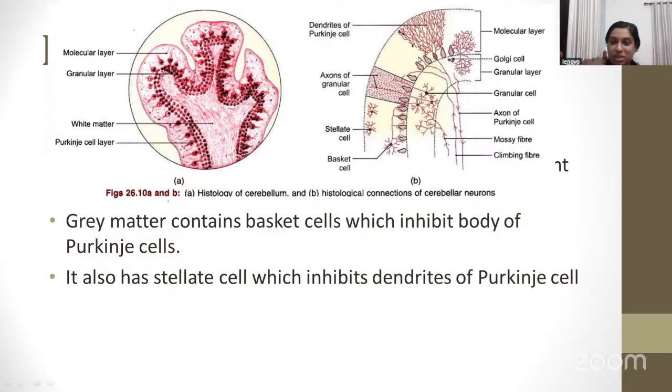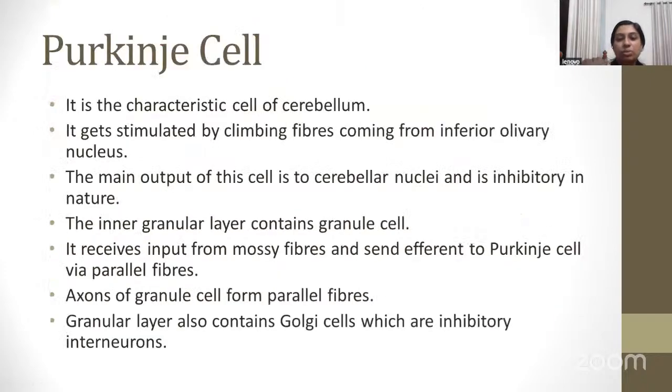Not cerebral, cerebellar. Okay. Now coming to the most important cell of the cerebellar cortex. Sorry, it is cerebellar, not cerebral, cortex. The most important cell, as I already mentioned, is the Purkinje cell. It is a characteristic cell of the cerebellum, and it gets stimulated by the climbing fibers coming from the inferior olivary nucleus. Okay. So the climbing fibers are arising from the inferior olivary nucleus. The main output of this cell is to the cerebellar nuclei, and it is inhibitory. All these cells, except the granular cells, are inhibitory cells. Granular cells are stimulatory cells.